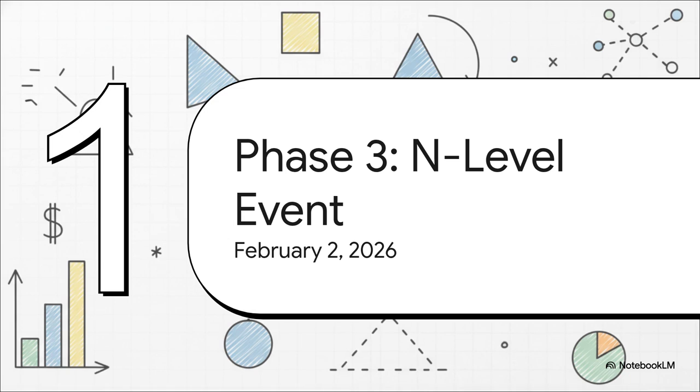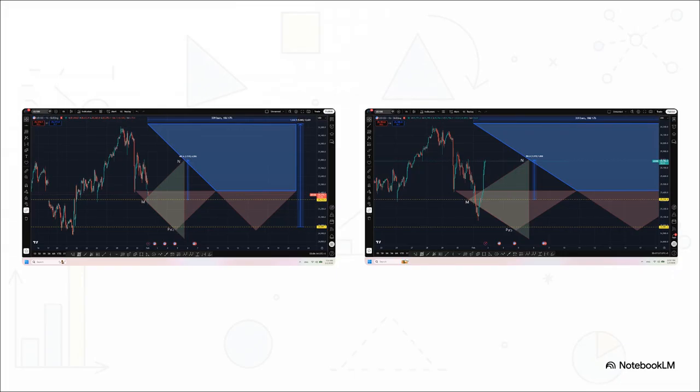Okay, now let's jump forward in the documentation. It's only one day later. We're on February 2nd, and what gets recorded next is pretty interesting. It's not phase 2. The model documents a phase 3 event, and that's defined as an N-level event. And this side-by-side comparison really tells the story of what happened. On the left, that's the initial setup from phase 1. And on the right, you can see the market action that followed.